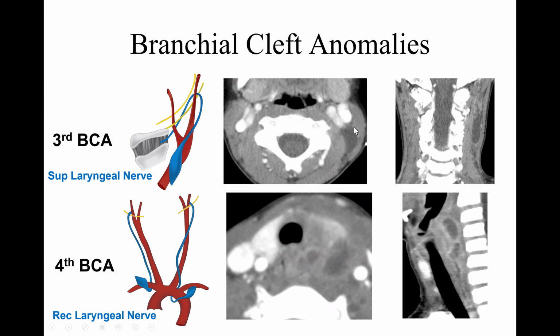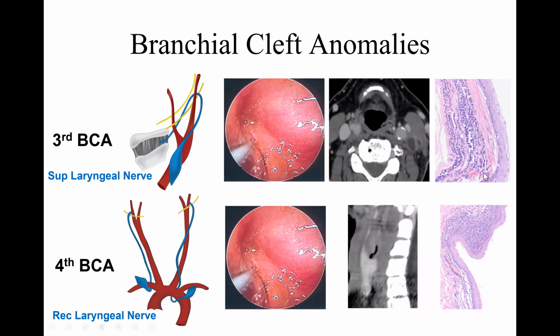Now, the challenge is this: these fistulas are more common than we think they are. So oftentimes we see something like this in a child and we call it a lymphatic malformation. Well, I've had several cases where this has been resected and it's turned out to be a third branchial cleft anomaly. Similarly, these little fistulas that extend from the piriform sinus into the thyroid gland, these are the fourth branchial cleft anomalies. And it's important that we, the radiologists, understand the difference.